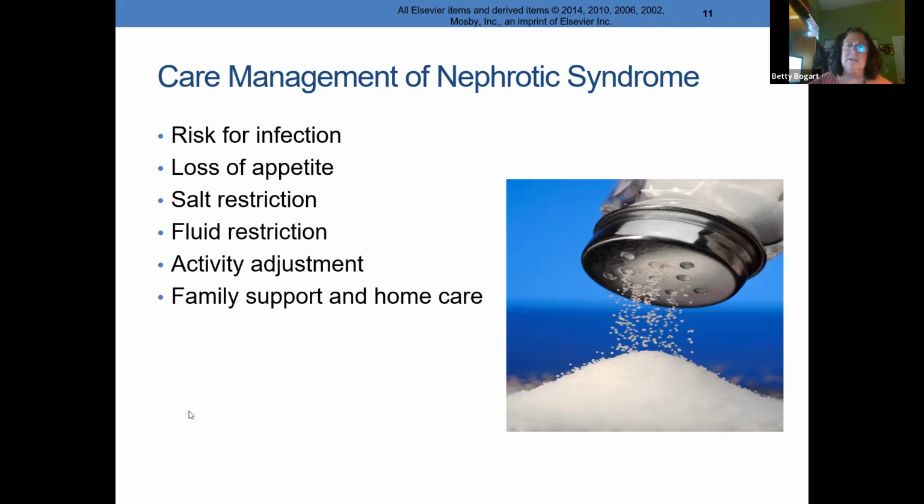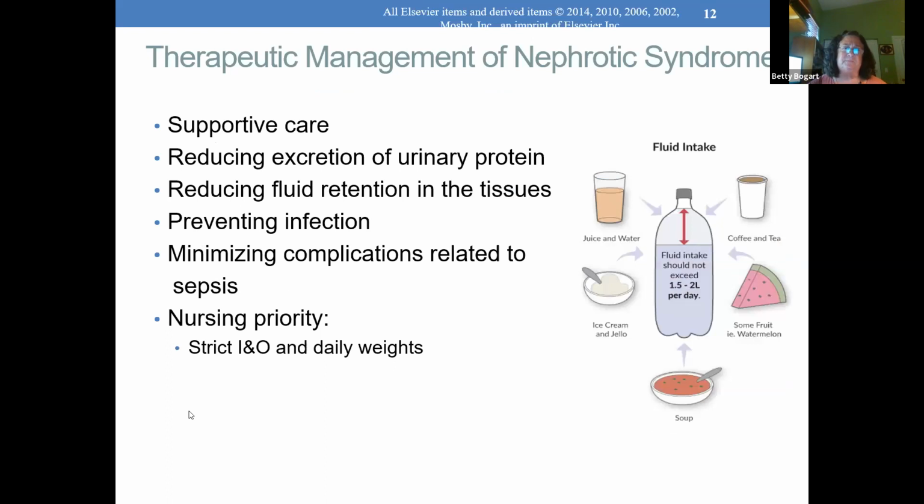Now, family needs to know what's going on with this and how to work with it, and to understand monitoring their weights at home and being careful, with salt and fluid restrictions. And the other siblings need to be aware of why they're doing that. So the acute stage, we give steroids and we get rid of it.